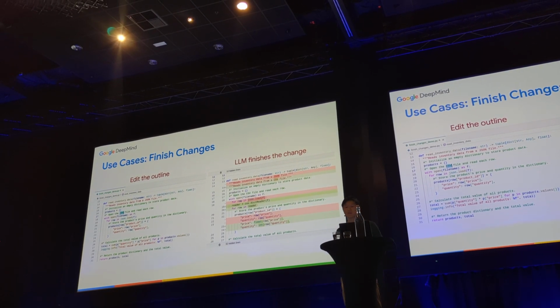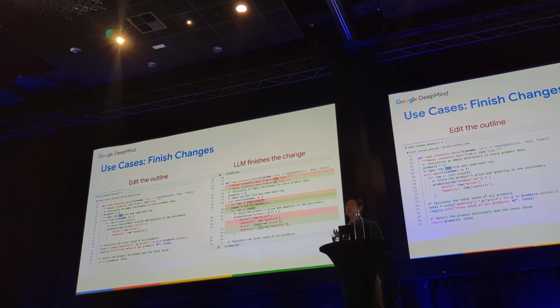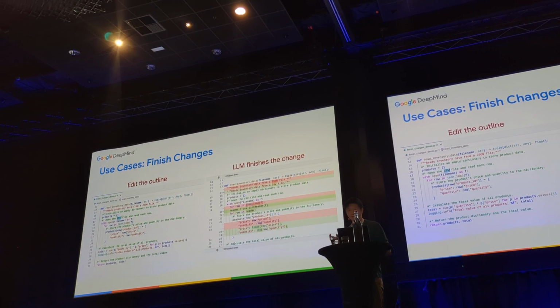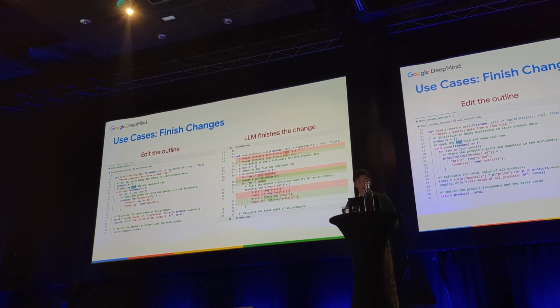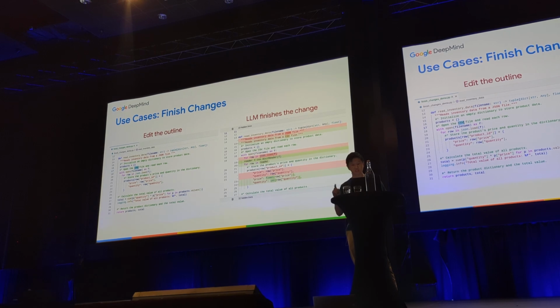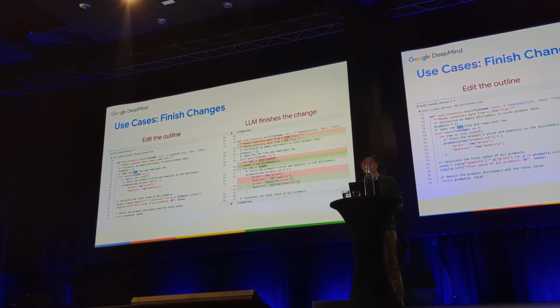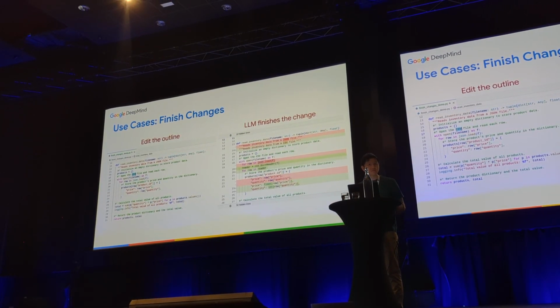As another example, the outline used to say, open the JSON file. But if we change JSON to CSV as highlighted, which is just a one-word change, now Gemini Flash updates the code to read from a CSV file instead.